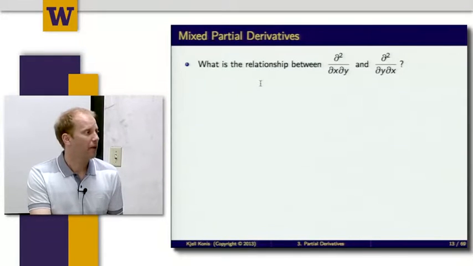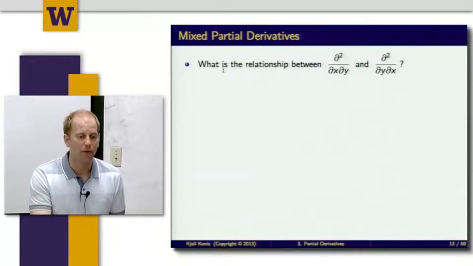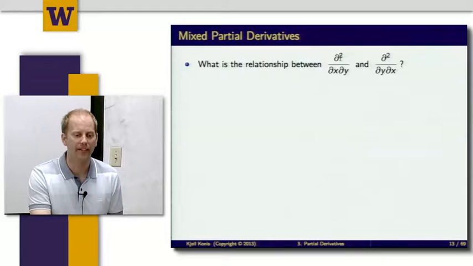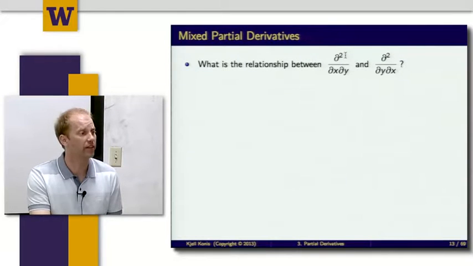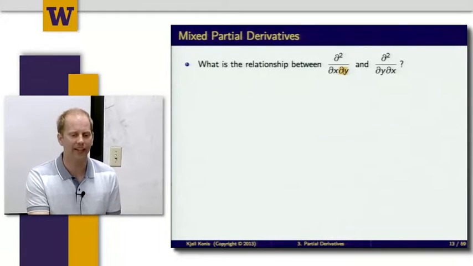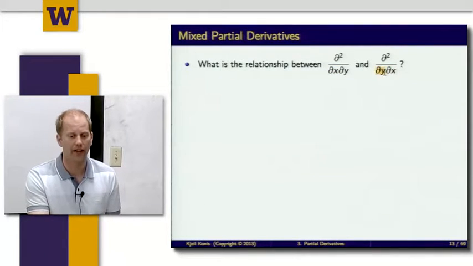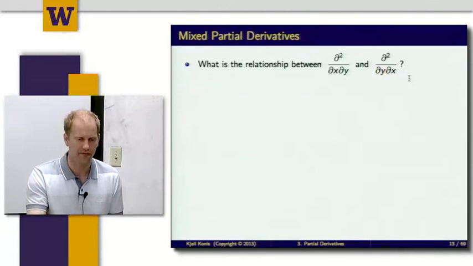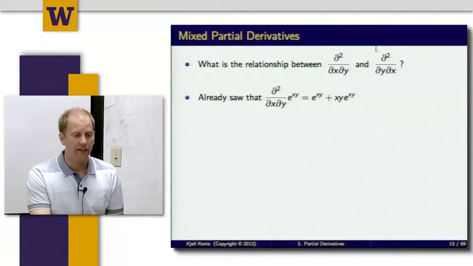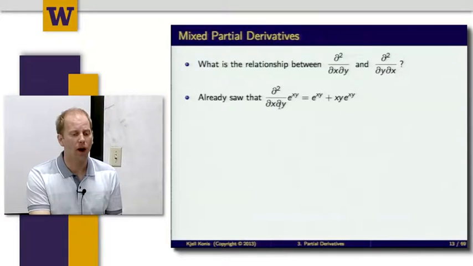And so now this is going to probably bring up the question, what is the relationship between these? Here I'm doing the mixed partial, taking the partial derivative with respect to y, and then the partial derivative with respect to x. And here it's just the other way around, first with respect to x, and then with respect to y. So we already saw that if I did it y first, then x, this is the function that I got.